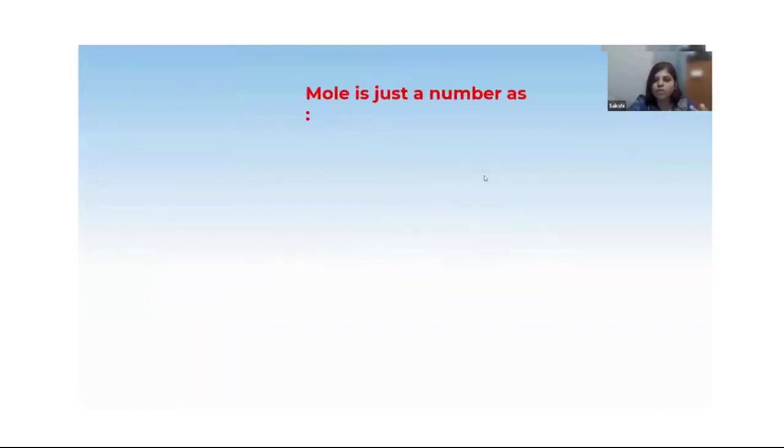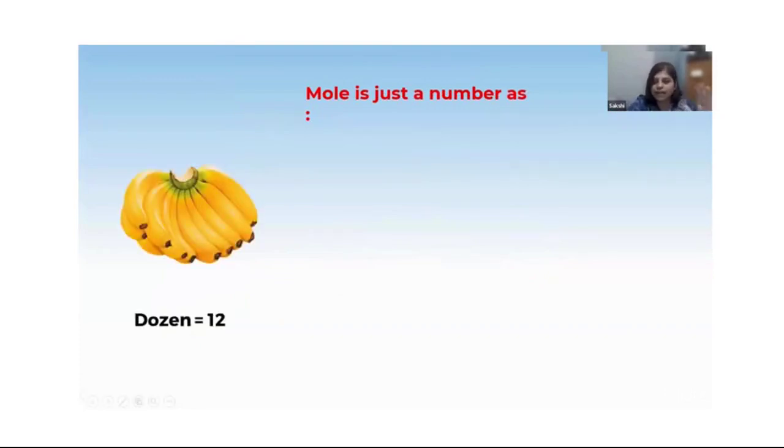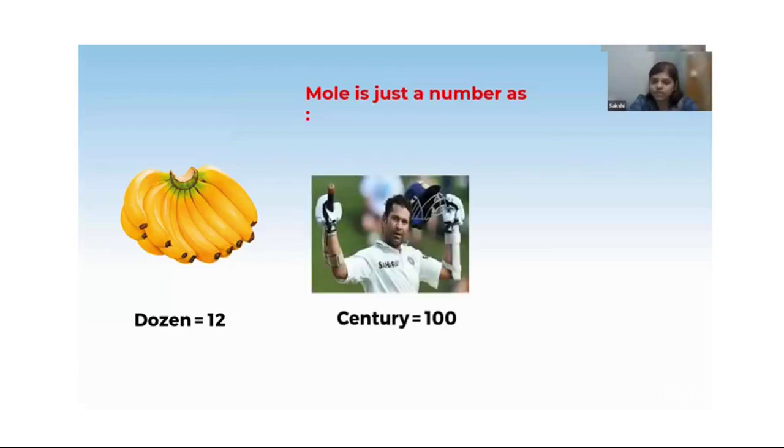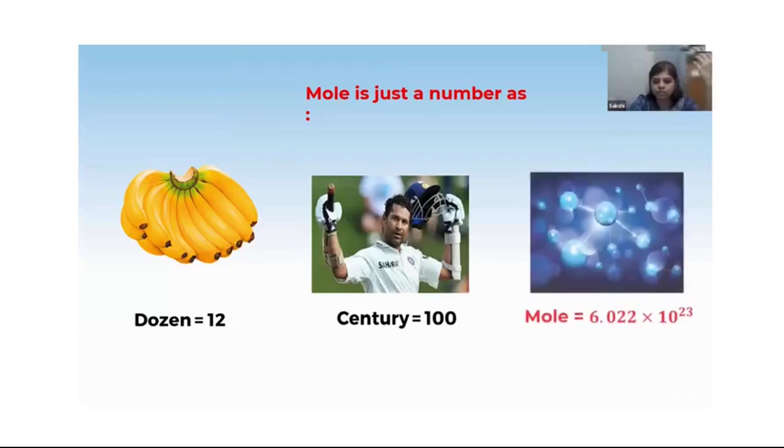So mole is just a number. What is the number? Let us see. Like 1 dozen: we go to the market and say we want 1 dozen bananas. That means we want 12 bananas. Or 1 dozen eggs. 1 dozen means anything 12. If I say 1 dozen cycles, that means 12 cycles. If I say 1 dozen books, that means 12 books only. So just like how dozen is a quantity used to measure something, mole is a quantity. Like century means 100, we are denoting that 100 amount by a century.